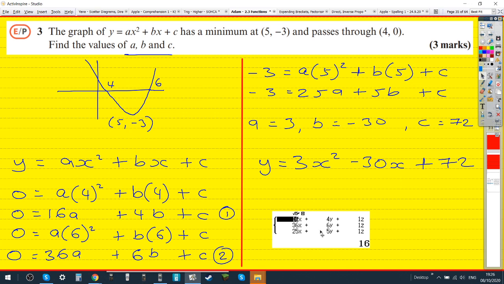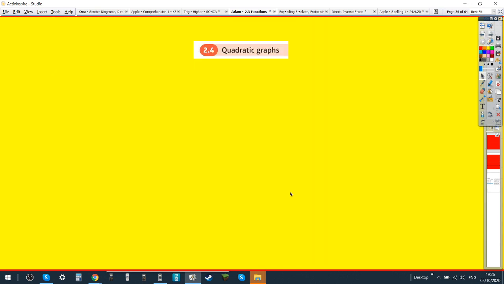Any questions about any of that? Nope. Okay, so that's 3, minus 3, and 72. So what do you give yourself for quadratic graphs? Between a half and a tick, probably.